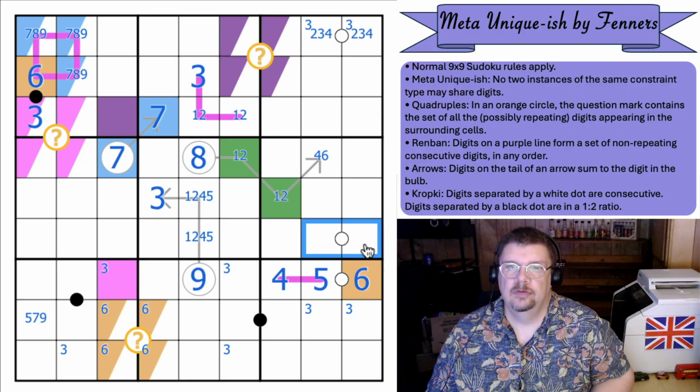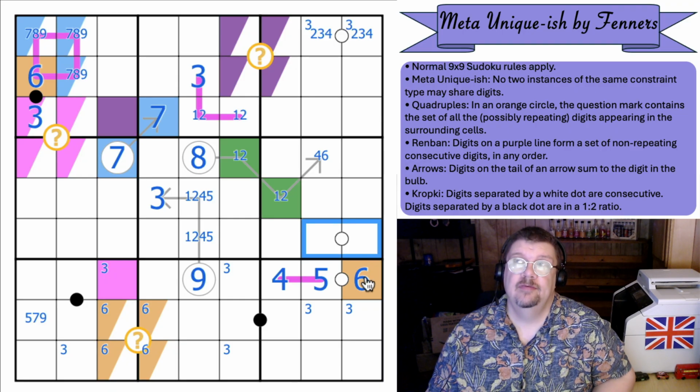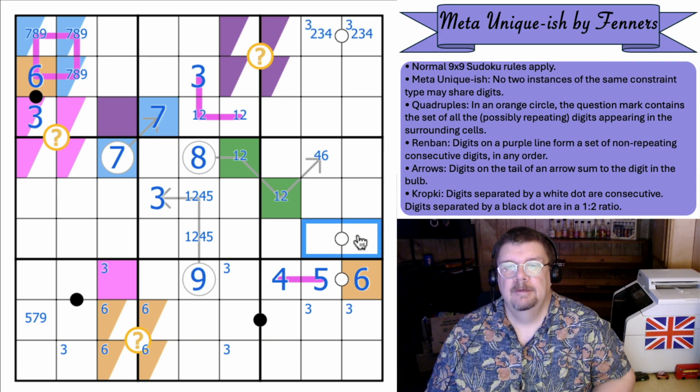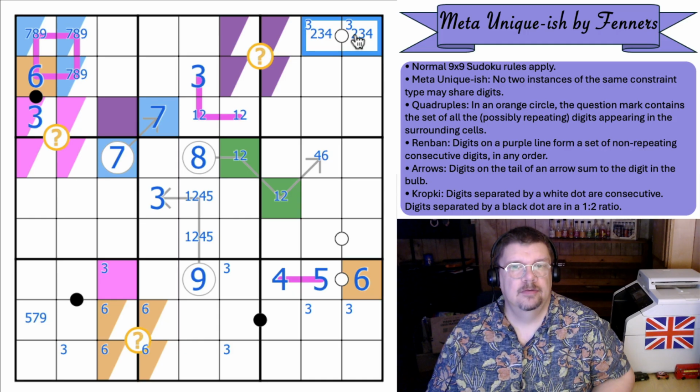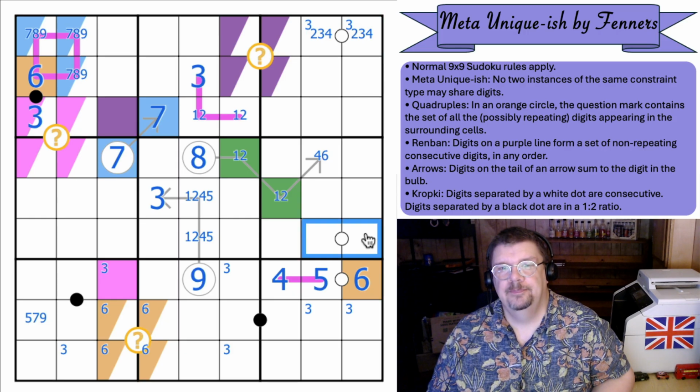So this dot, I have a 6. So I've got 4 even digits that I can place on white dots: 2, 4, 6, and 8. We already have 6 on a white dot, so that's removed. If this is 2, it either has to go with a 1 or a 3. But it can't go with a 1 because that would break this cell. And it can't go with a 3 because we already have a 3 on a white dot. So 2 is not on here.